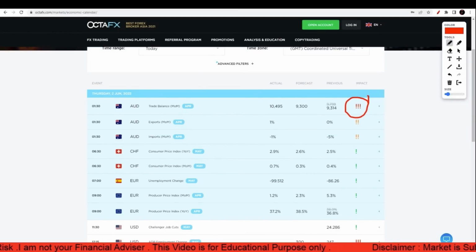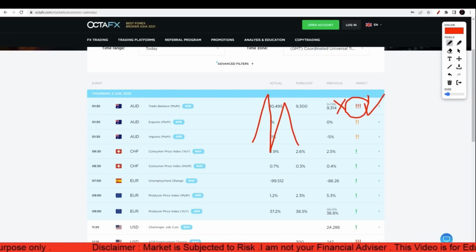Here it's AUD, the Australian dollar, that we are watching. The three dotted lines tell you there might be a big impact on the currencies. Whenever you see these three dots, you should avoid trading at that time, because you can see big fluctuations. That is the scenario. So in the OctaFX calendar, you can understand the logic.